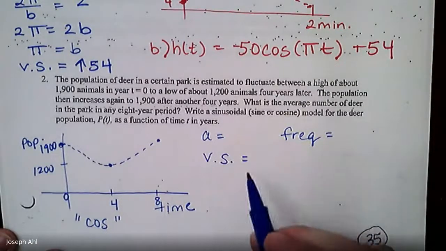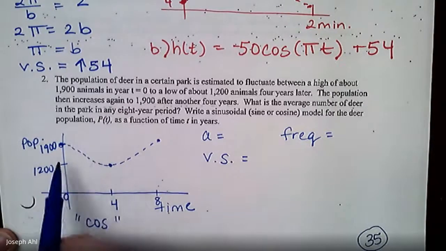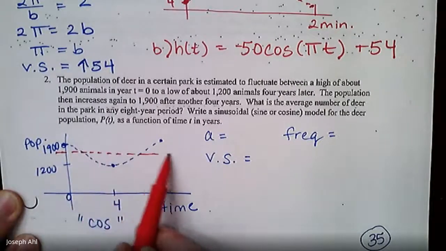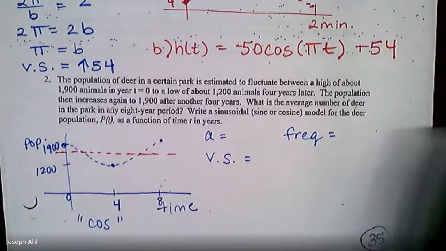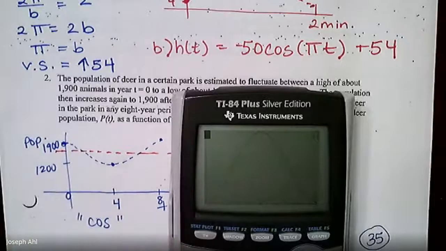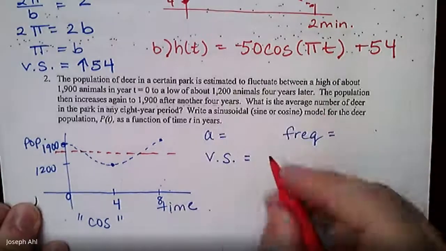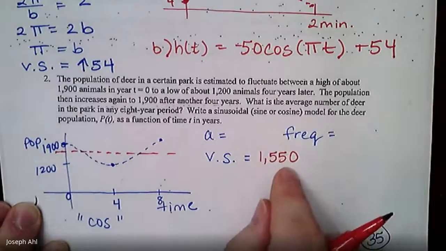Let's talk about vertical shift first, because if I know what the vertical shift is, that will help me get the amplitude. For the vertical shift, the midline in this example is midway between the highest and lowest points. So to find that midline, we have to figure out the average of 1,200 and 1,900. Let's quickly add that up: 1,200 plus 1,900, and then divide that by 2. The midline is at 1,550. That's the vertical shift, 1,550.